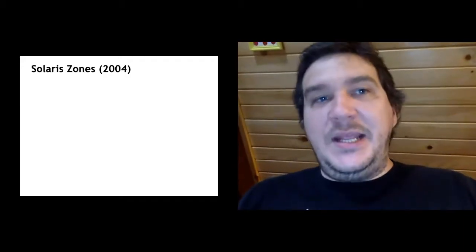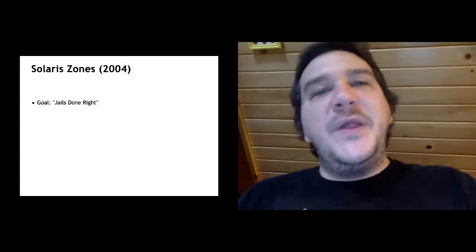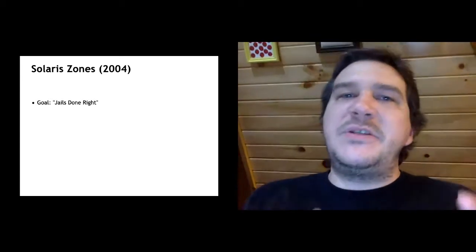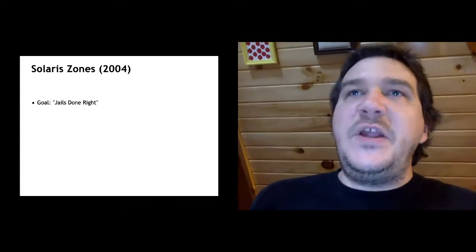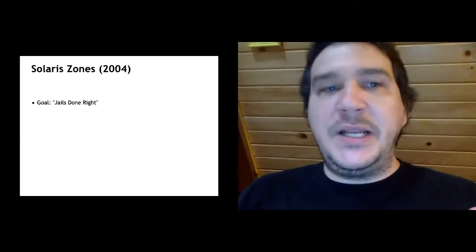The next big thing is Solaris Zones. Their goal at Sun at this time: they looked at the jails paper and they said, there's a lot of good stuff here, but there's a lot of shortcomings too. So we're going to get it right.